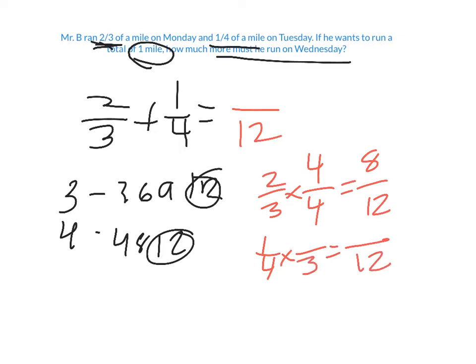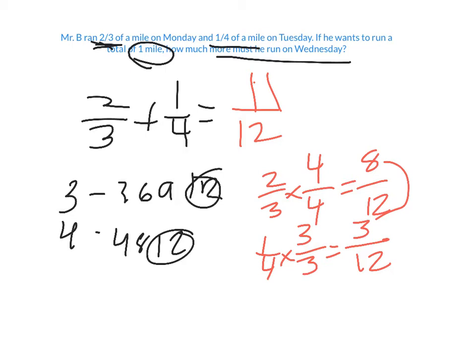And then 1/4 times something equals something over 12. 4 times 3 gives me 12, so 3 on the top to make it one whole. 1 times 3 is 3. So now I've got 11/12, because I just added my numerators. Never add the denominators. But that's how much I've run right now.